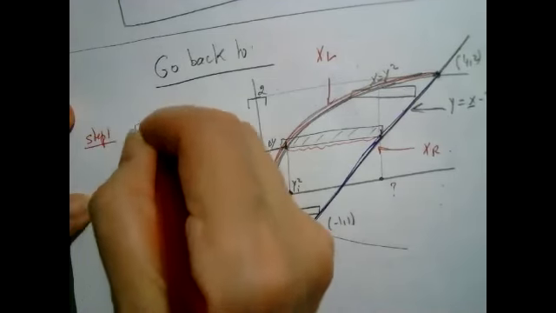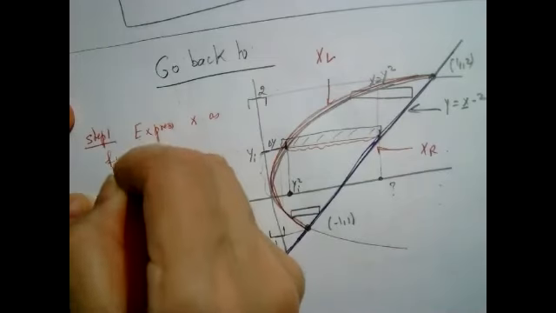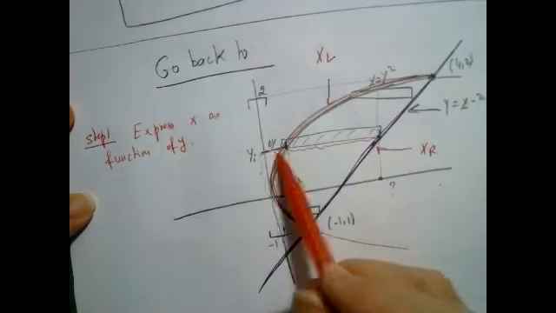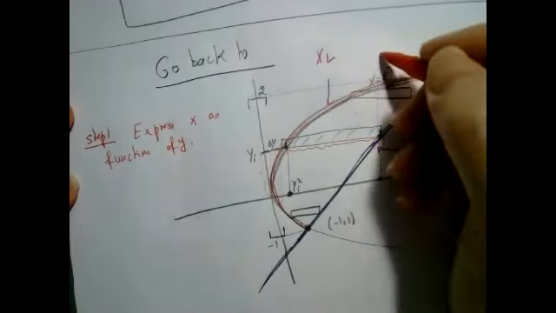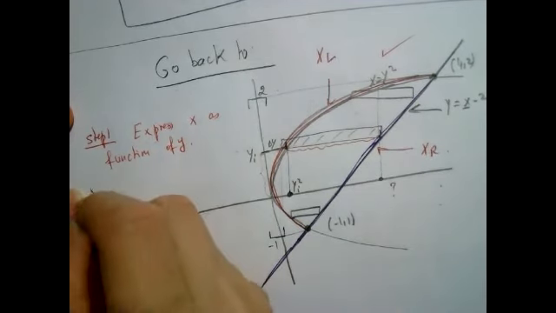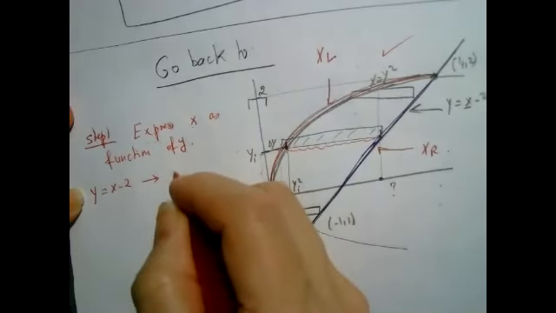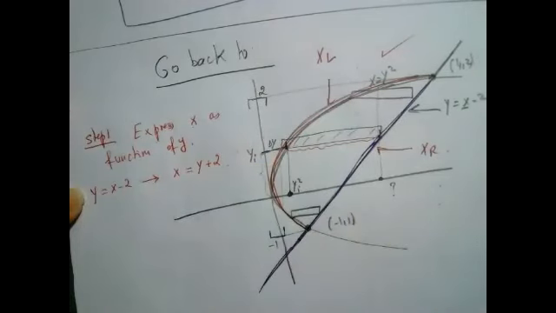So we need to express x as a function of y, because I want the horizontal distance. It means I need the x. Now, x equals y squared, x is a function of y. y equals x minus 2, x is not a function of y. I have to express it. So y is x minus 2, and I need x as a function, which means x equals y plus 2. That should be the first step. I need to express x as a function of y.